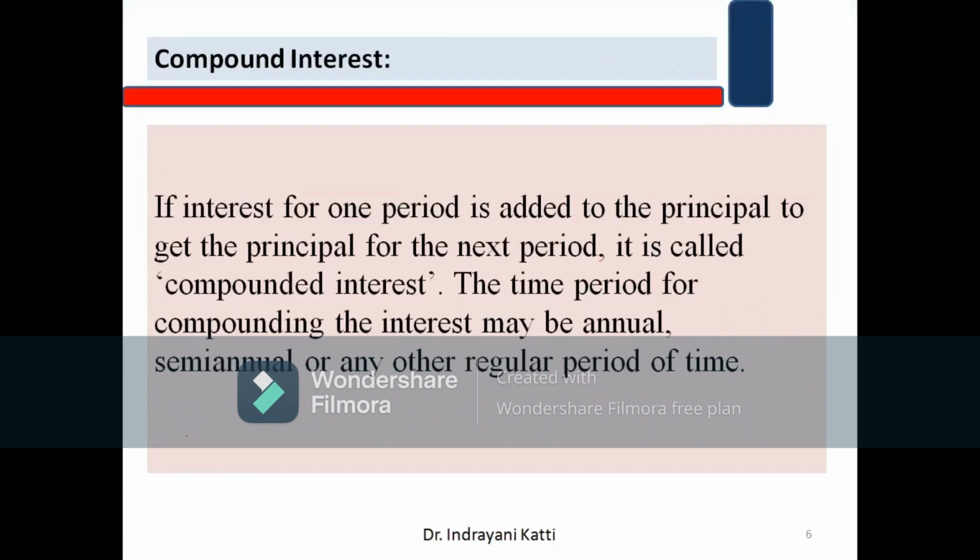Okay. So compound interest. What is compound interest? If interest for one period is added to the principal to get the principal for the next period, it is called compound interest. What is this? If interest for one period is added to the principal amount, it means principal plus interest, and next year the principal added to interest will become the principal amount.